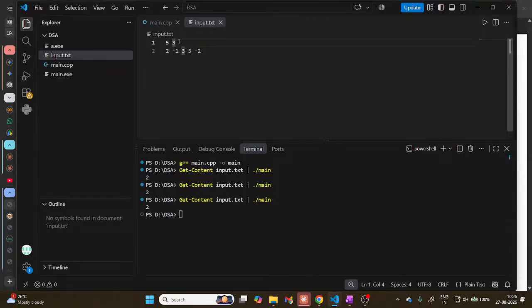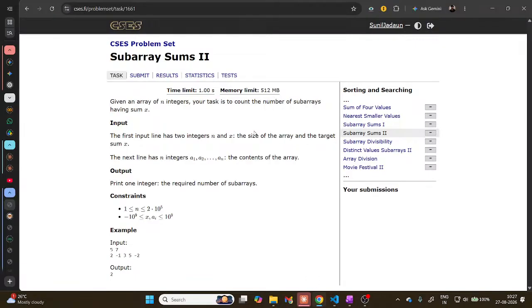Okay, if I change this to 1, then what is the answer? 1. Oh, so it's changing. Yes. 5 minus 2, 3. Oh, 2 minus 1. Okay. No, it's changing, guys. If I give it as 8, then what is the answer? It's 1 again. Okay, I think it should work in this case. Let's try to submit it.